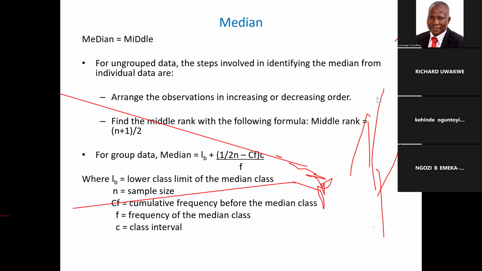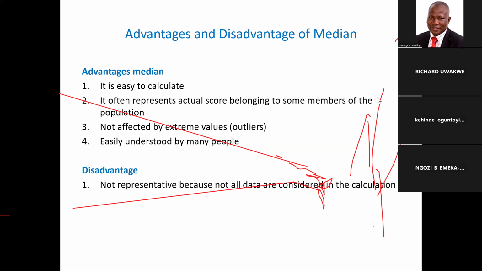So this formula you see here is for grouped data, just like the way you saw in the mode. So don't bother yourself, because actually the computer does all those things for you.